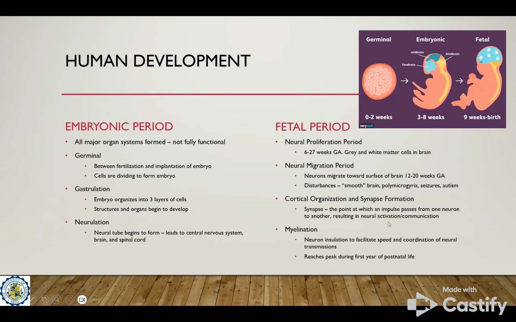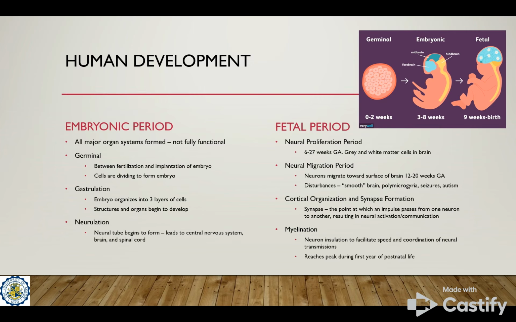Synapses are the point at which an impulse passes from one neuron to another, resulting in a neural activation and communication. This is extremely important for all of our brains. Even now, that's how our neurons talk to each other, but especially when a fetus is developing, they need that communication between neurons. So when this starts in the fetal period, it's very, very important. And sometimes disturbances can happen that make these synapses not as strong or effective or not at all. And we'll talk about how that can lead to some abnormalities.